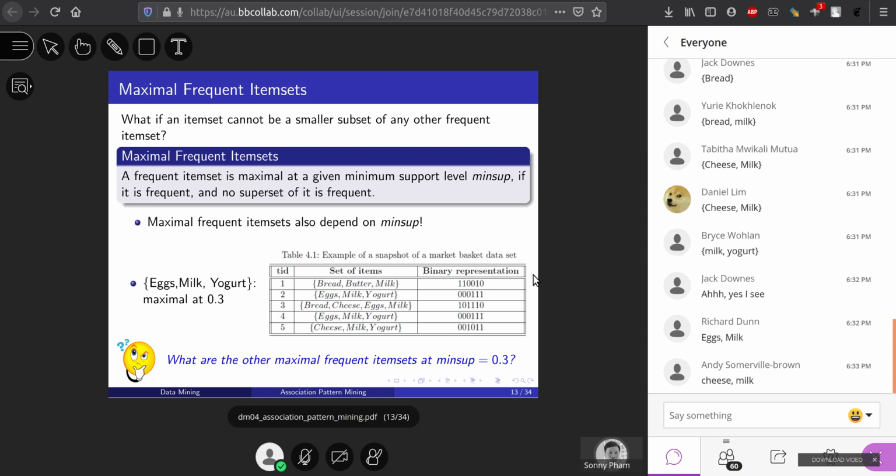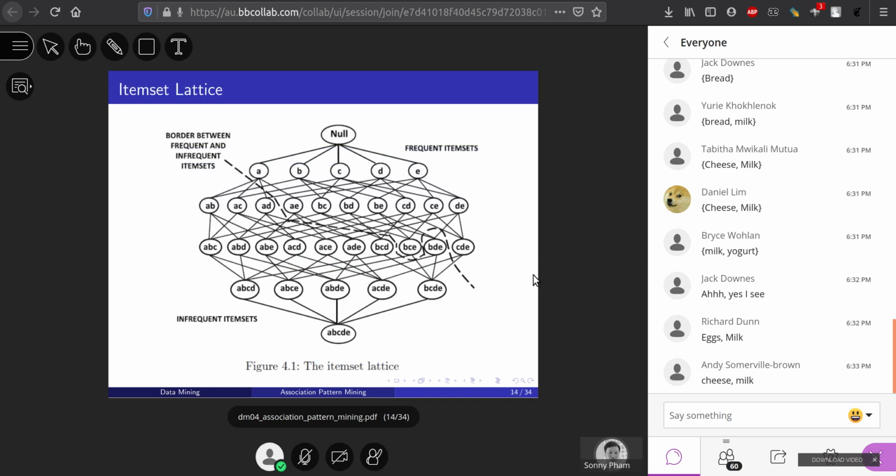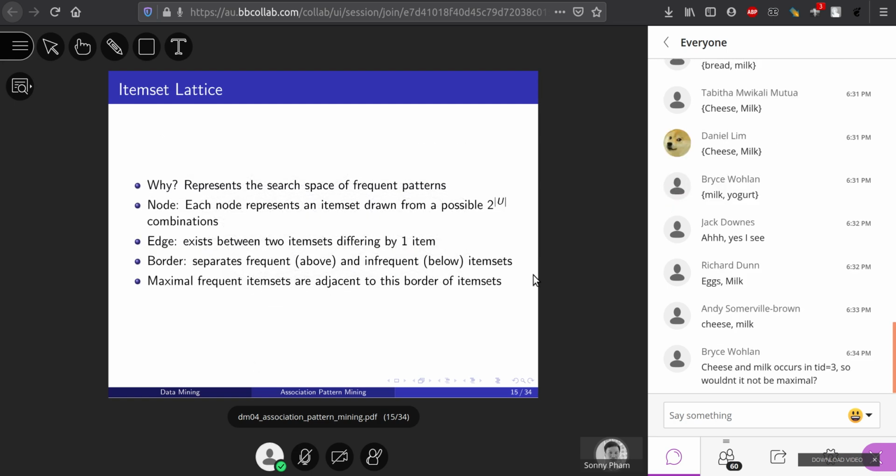If you have something like cheese and milk and yogurt or cheese and milk and bread and eggs, then yes, they are maximal. All right, so that's an example of maximal. Make sure that you understand what maximal really means, because you will see that question in the test, and it is important that you differentiate between maximal and other concepts. Okay, maximal is done now.